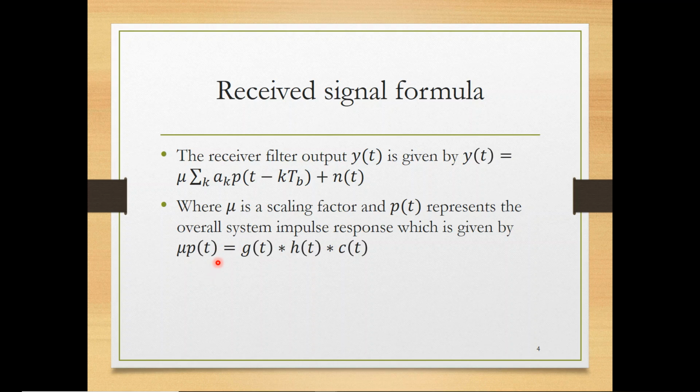This function, we call it P of t, includes the response of the filter at the transmitter and receiver and the channel between them. So P of t is equal to g of t convolved with h of t convolved with c of t. And I just mentioned how to find it in the frequency domain if you are not able to find it in the time domain.